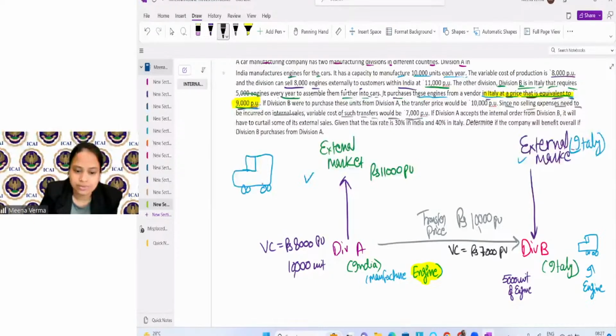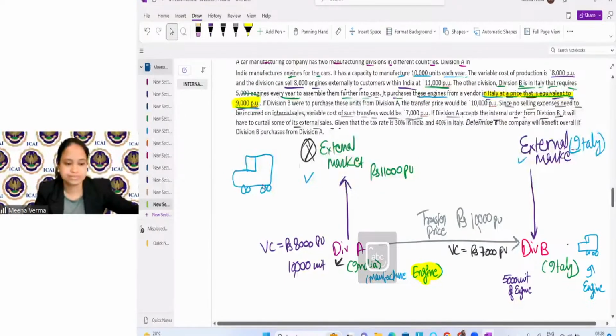If division A accepts the internal order from division B, it will have to curtail some of the external sale. It has to disrupt the external sale, then only it can produce the goods for internal use. It has to interrupt the external sale which it has in the Indian market and stop that production. Then it can transfer the goods internally to division B.